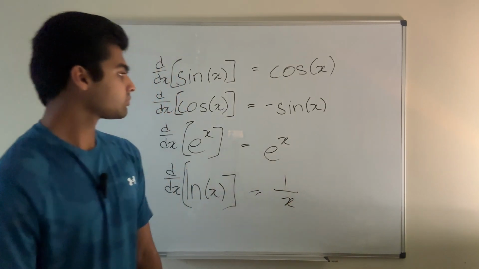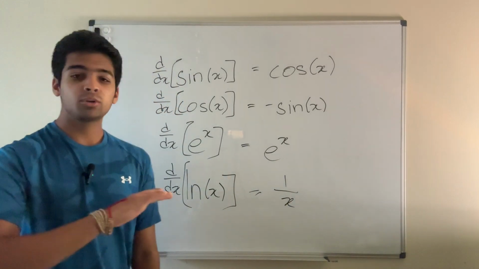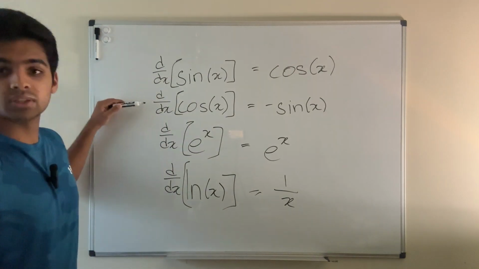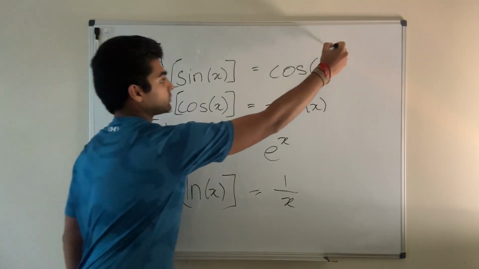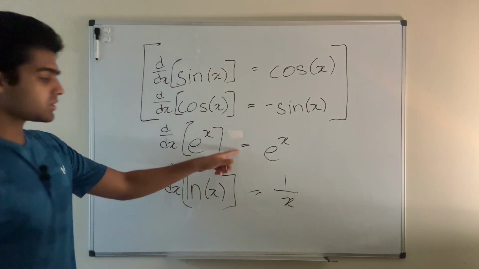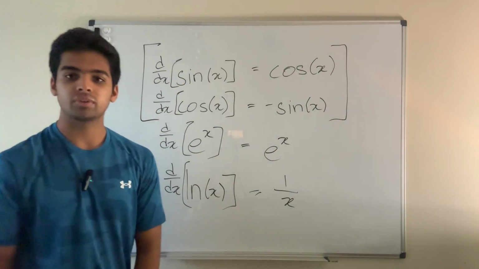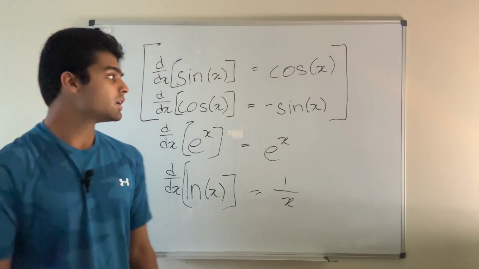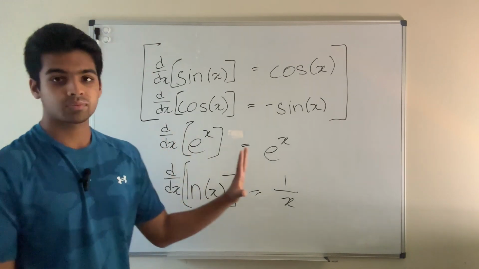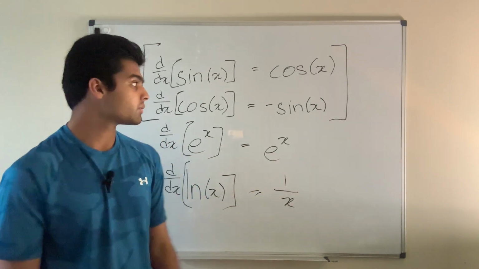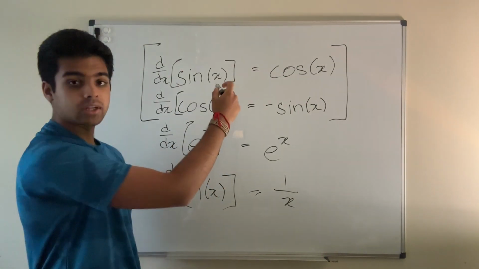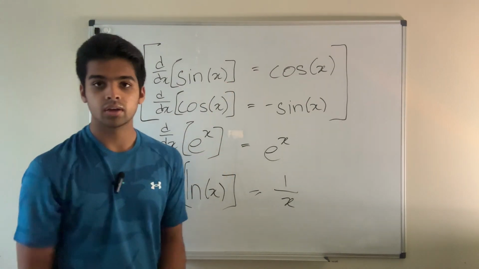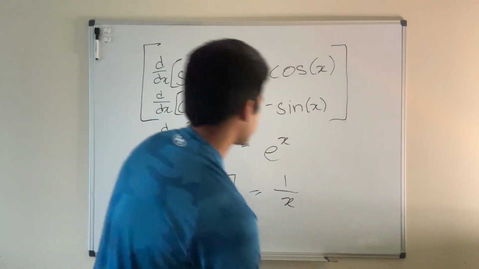1 over x. So I will be proving the sine x and cosine x equalities, but the ones on the bottom are a bit harder to prove and I won't be able to fit it all in this video. So I'll just leave this for some other video. But for now, in this video, I will be proving the derivative of sine x and the derivative of cosine x. So let's get on with that.